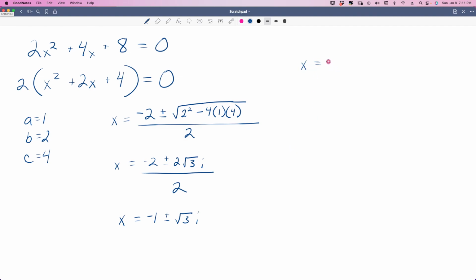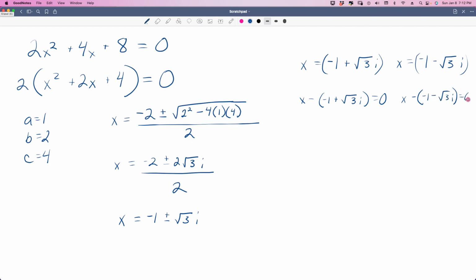x is equal to negative 1 plus square root of 3i, and x is equal to negative 1 minus square root of 3i. And now we're going to just put that in parentheses, treat it as one term, and we're going to subtract it from both sides. So x minus negative 1 plus the square root of 3i is equal to 0. And x minus negative 1 minus the square root of 3i is equal to 0.